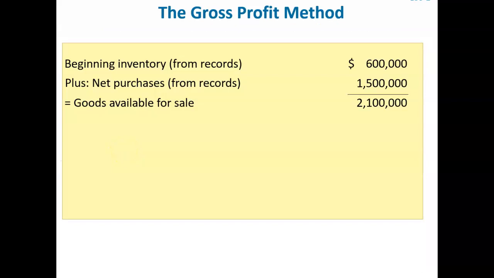Suppose a company began 2021 with inventory of $600,000, and on March 17th, a warehouse fire destroyed the entire inventory. Company records indicate that net purchases of $1,500,000 and net sales of $2 million prior to the fire. The gross profit ratio in each of the previous 3 years has been very close to 40%. This illustration shows how the company can estimate the cost of the inventory destroyed for its insurance claim.